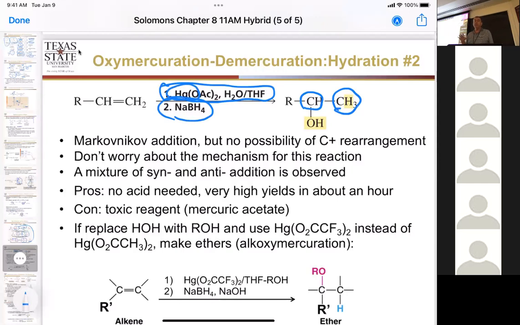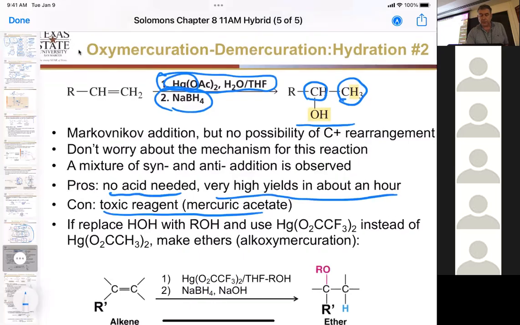Now you get a mixture of syn and anti, even though you don't form a carbocation. So that's kind of cool. It doesn't need acid, and it gets good yields very fast. Unfortunately, it uses mercury, mercury acetate, and that's the downside of this. But you can make very high levels of unrearranged alcohols in this system.